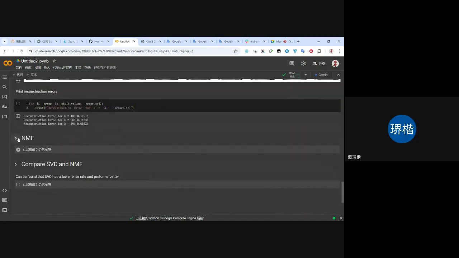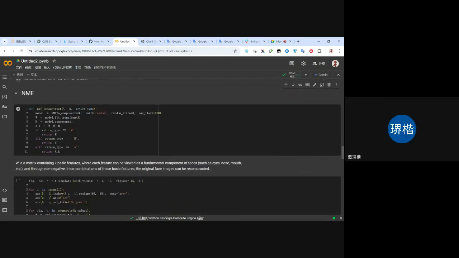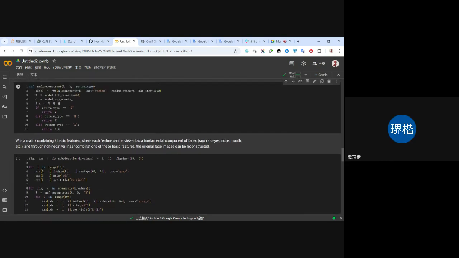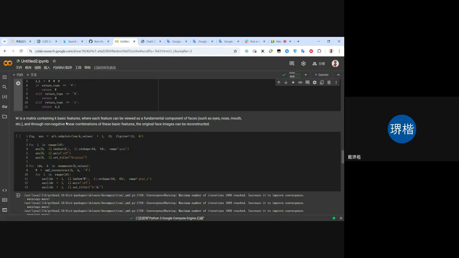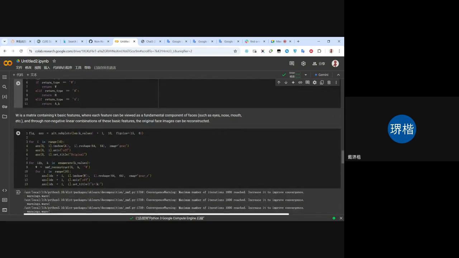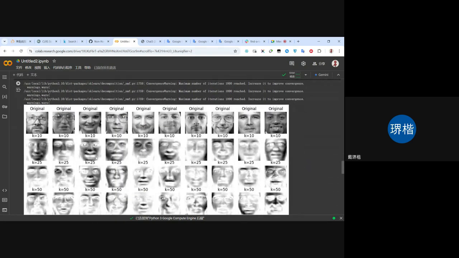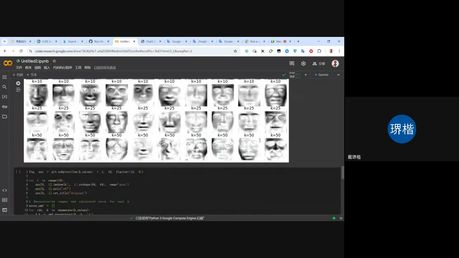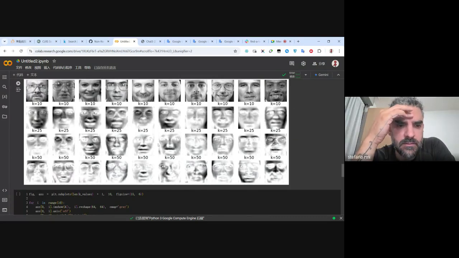Next is NMF. So this is the NMF reconstruction. Next I print the W. This is the result of W. Stay there a second. There is something.